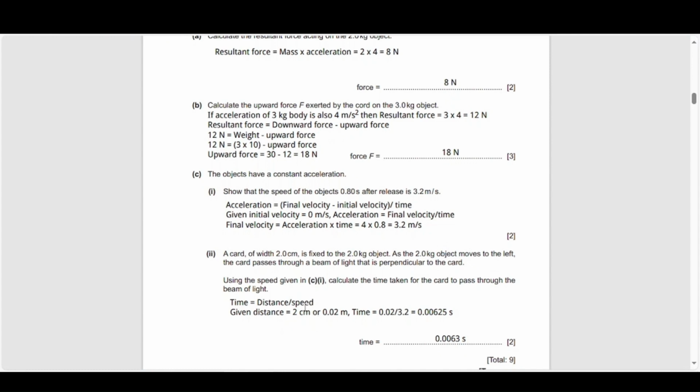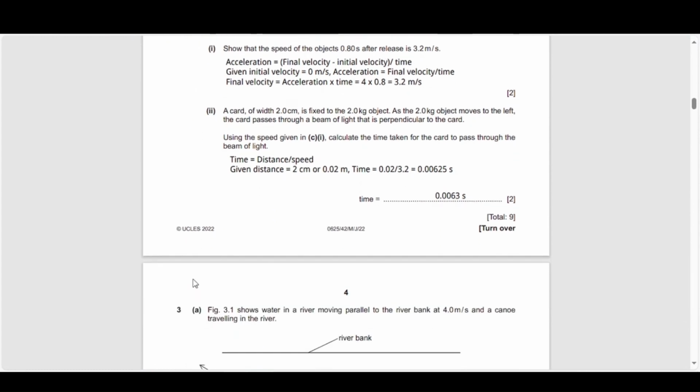The distance is given in centimeters. That's not the SI unit, so always remember to work with SI units. If it's 2 centimeters, to convert it to meters you divide 2 by 100, because there are 100 centimeters in every meter. So that is a distance of 0.02 meters. The speed is already in the SI unit, 3.2 meters per second. If we divide the distance by the speed, we get the time. So it takes around 0.0063 seconds. A very short amount of time, because it's not a card of a lot of width. So you can see that it doesn't take that long to pass through at the speed that it goes, interrupting the beam of light.